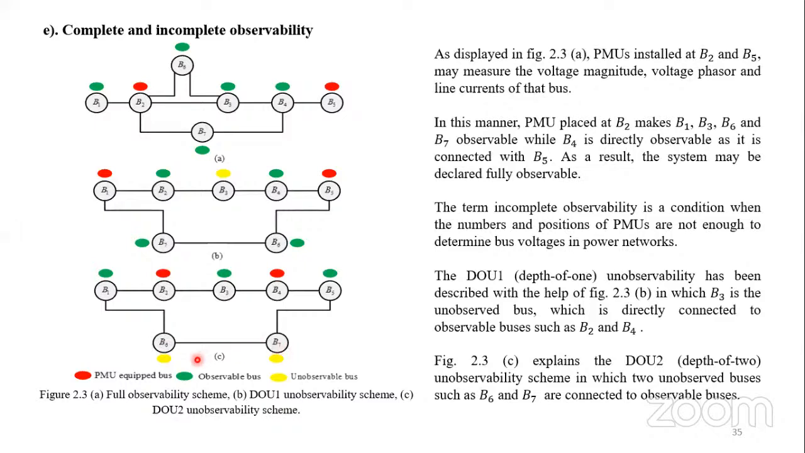So this yellow point is showing that these 2 buses are unobservable, and this case will lead to the depth of unobservability two condition. So here 1 means depth of unobservability 1, and here 2 are left, which is termed as depth of unobservability 2. So this is the problem of complete and incomplete observability.